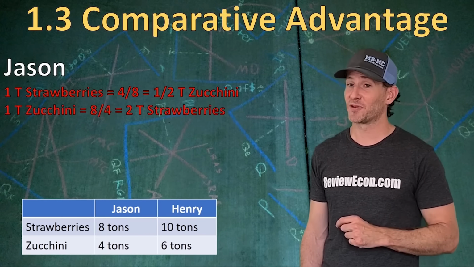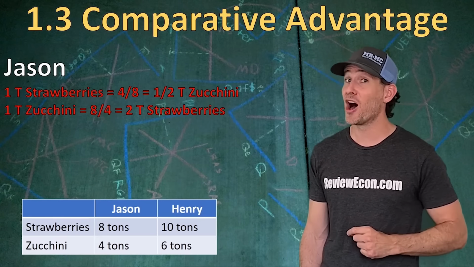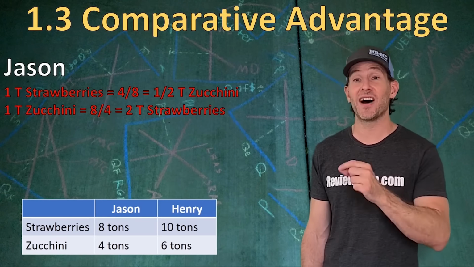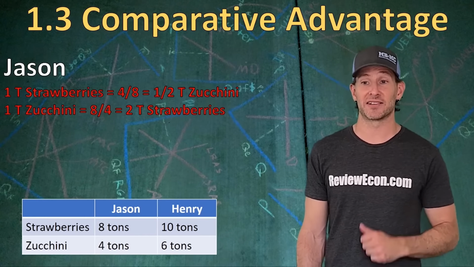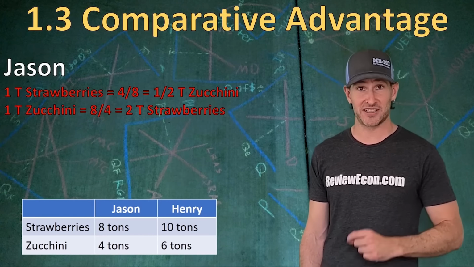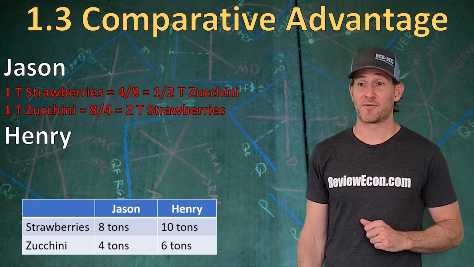On the other hand, flip it around. 1 ton of zucchinis is going to cost him 8, that's the other one, 8 tons of strawberries, divided by the 4 tons of zucchini. Gives us 2 tons of strawberries that Jason is going to lose out on every time he produces a ton of zucchini. For Henry, we're going to do this the same way.